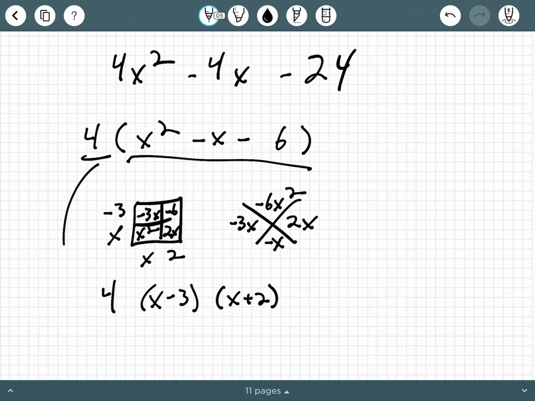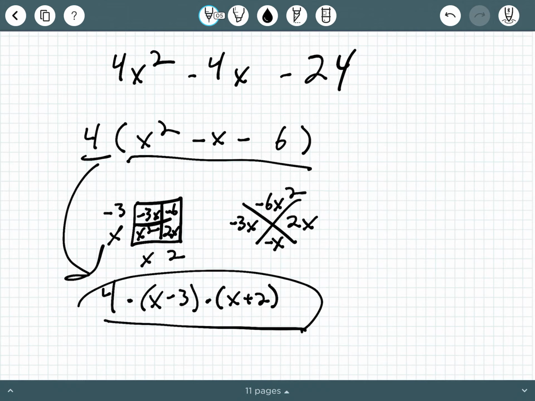The 4 needs to come back. It's still multiplied by those. And my full factorization is 4 times x minus 3 times x plus 2.